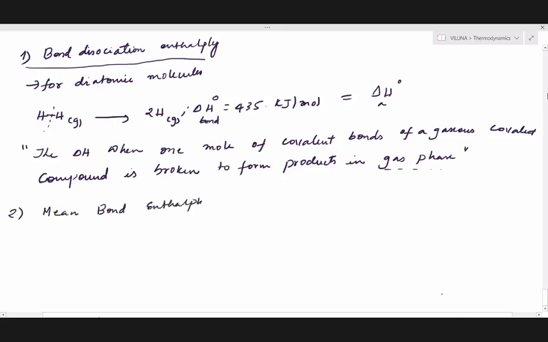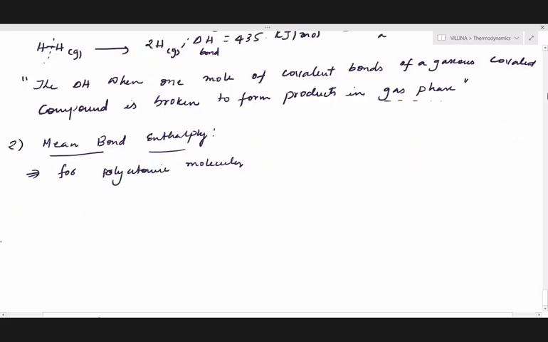Mean bond enthalpy. This will be for polyatomic molecules. Same example, the methane example, we will take. In the case of methane, CH4, which is a gas, when all 4 bonds are broken down, you will get a gaseous carbon and 4 gaseous hydrogens. Since we are converting into atoms, we have a standard enthalpy of atomization of 1665 kilojoule per mole.